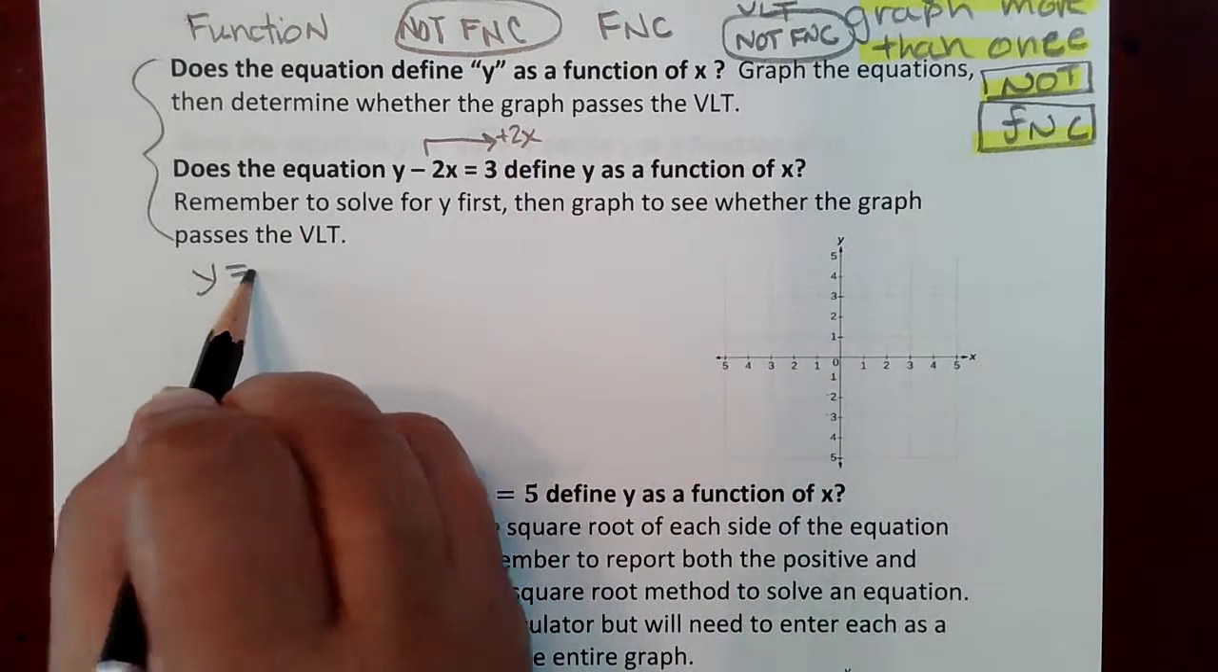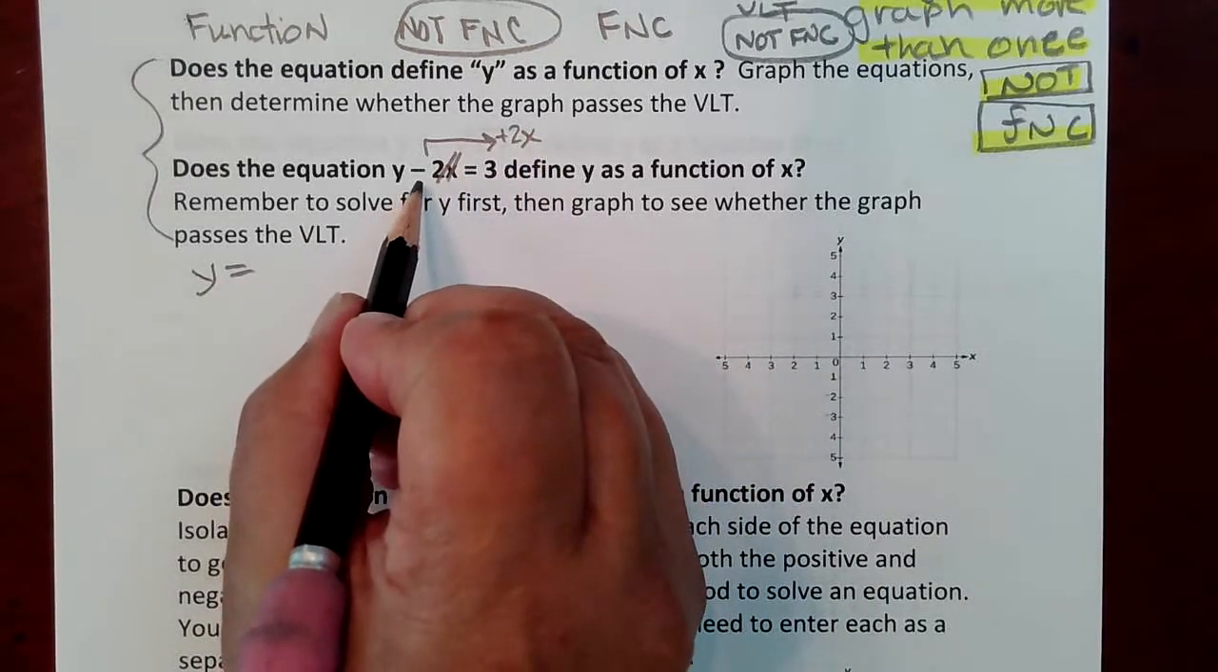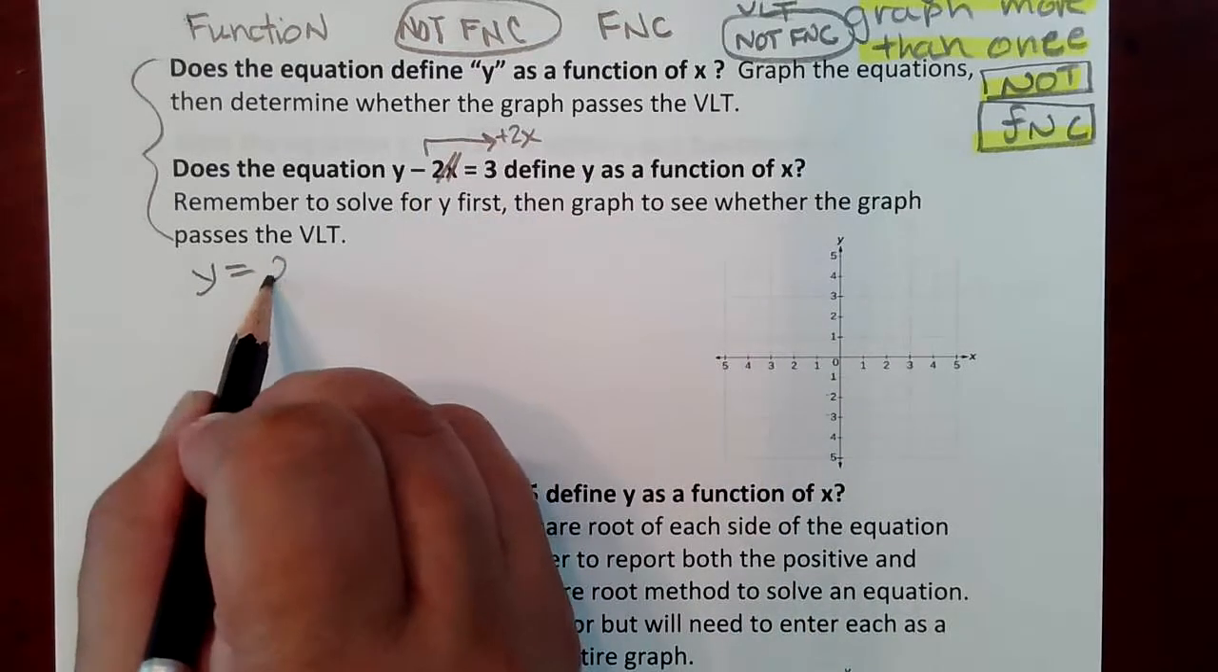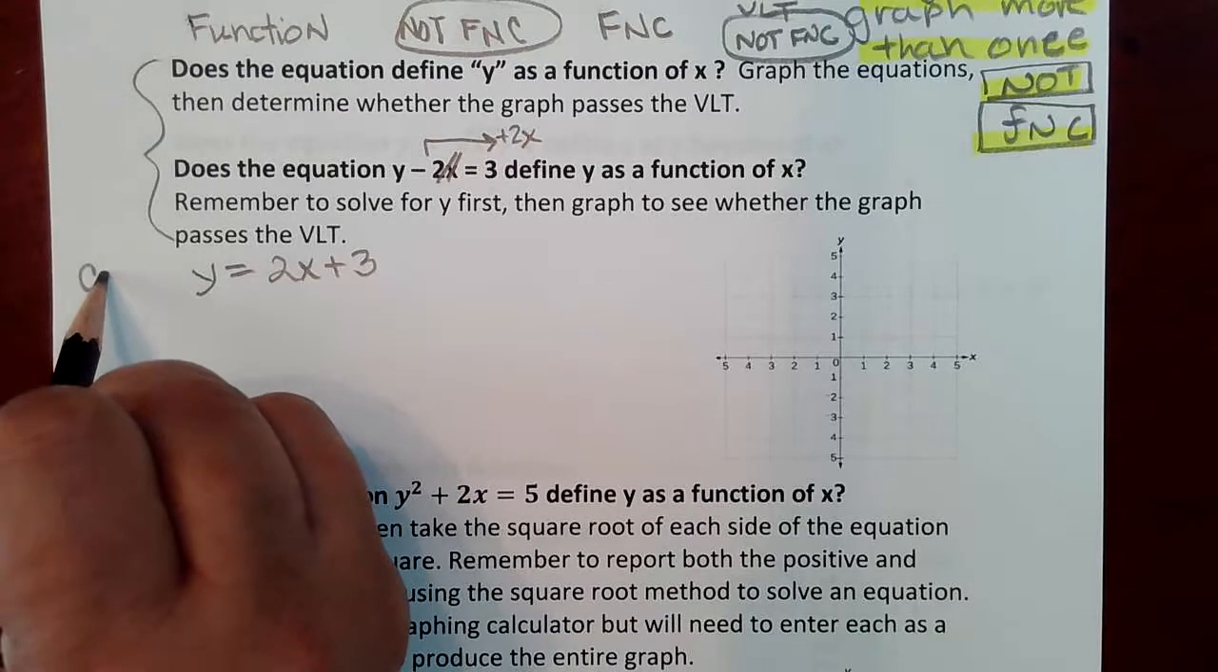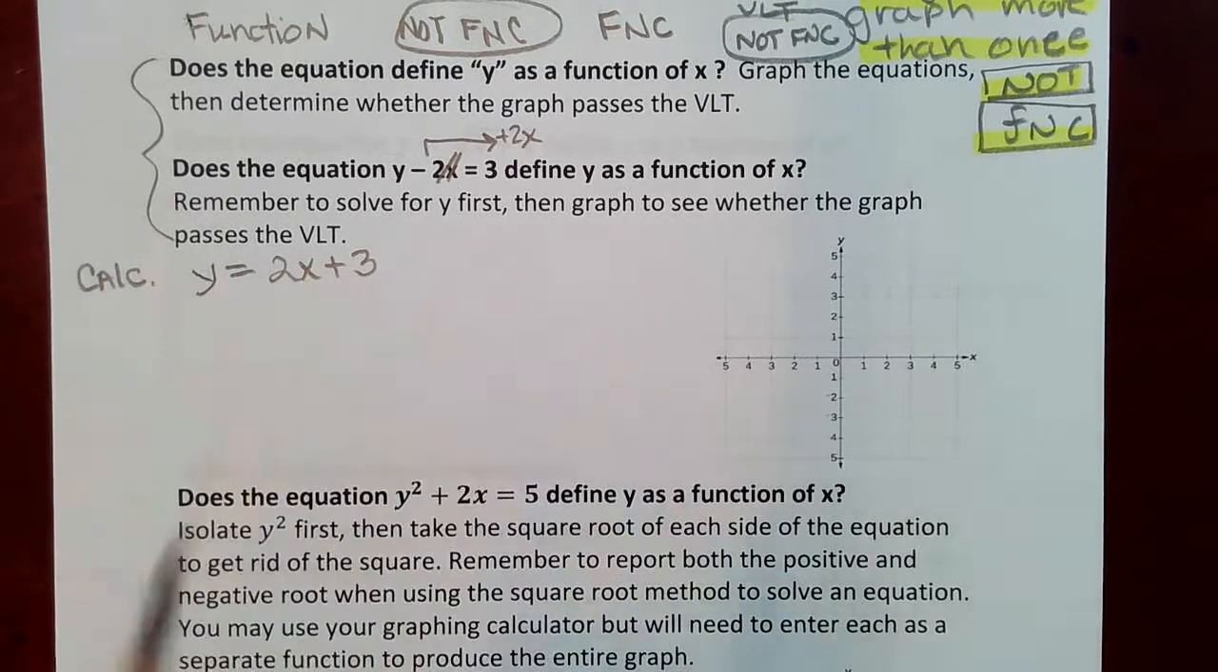So you'd be entering in your calculator. Negative 2x is not here anymore. It's over on the right, acting as a positive 2x. All you would do is go into your calculator and enter that equation.